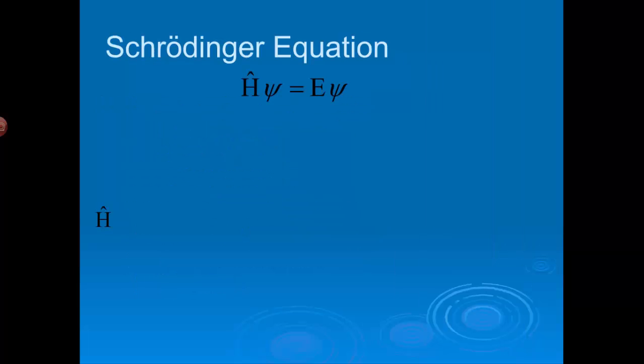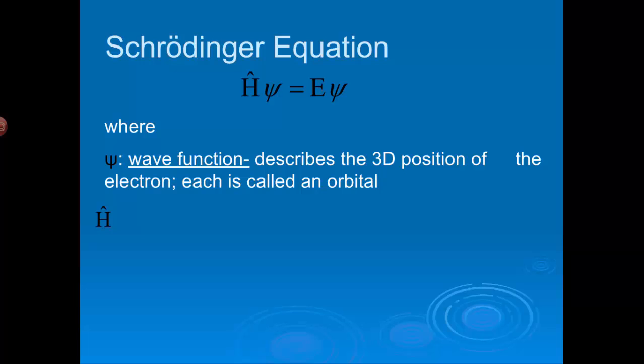Now Schrödinger had an equation. This is a very simplified version of the equation: H psi is equal to E psi. Just understanding a couple of things, this psi, the Greek letter psi, is called the wave function.